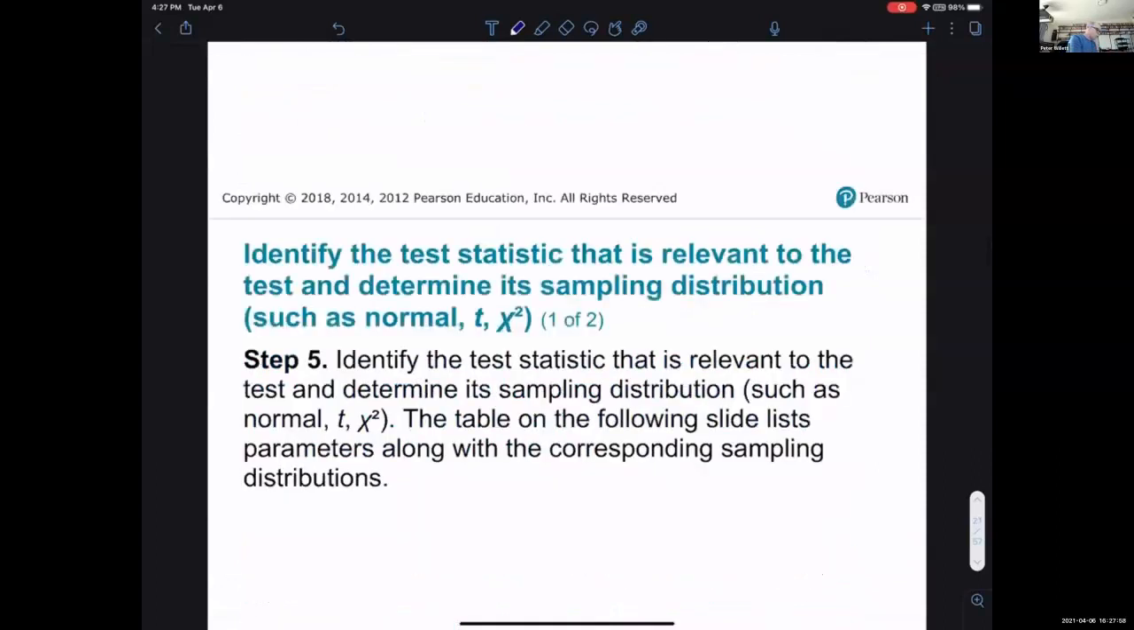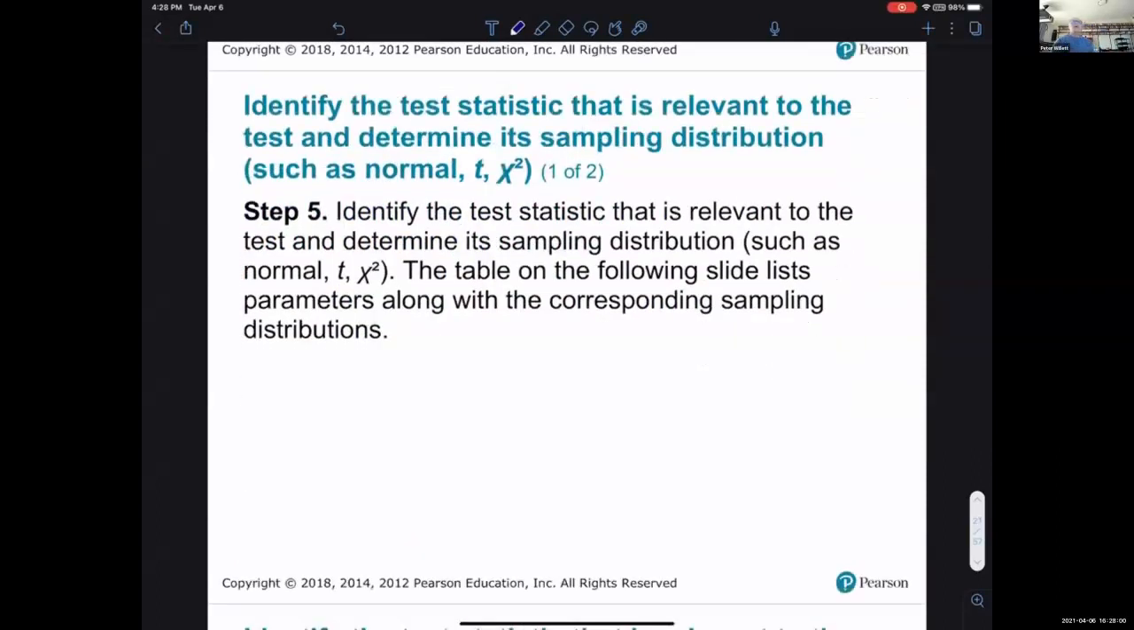So then, one of the ways you can approach analyzing the data is to identify the test statistic that is relative to the test and determine its sampling distribution. As I've been discussing, as we also did with confidence intervals, you want to know which distribution you're using. Are you doing a proportion sample? Are you looking at the mean value? Are you looking at the standard deviation?